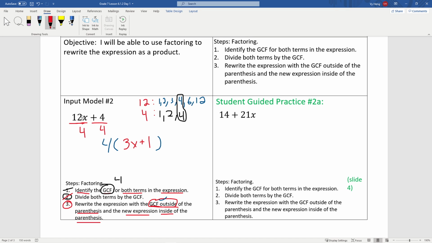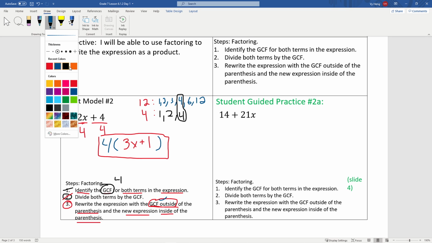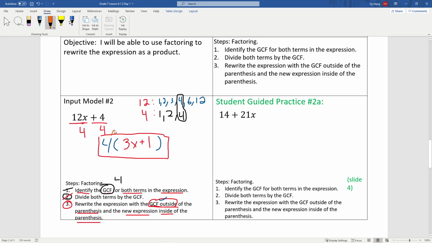As you can see, we rewrote this addition problem as a multiplication problem, right? You see that parentheses there. Now, this is the answer, okay? This is a new expression or a new product. How do we know if this is correct? Well, if you were to go ahead and multiply, say, 4 and 3x, what do you get? You get 12x. And then if you were to multiply 4 and 1, what do you get? You get a positive 4. Isn't that the same thing that you started off with right here?